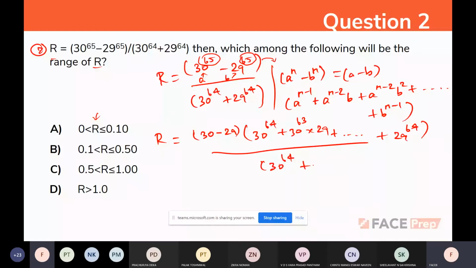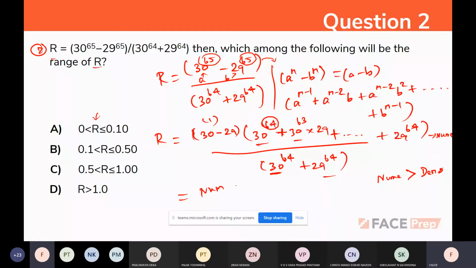From the equation itself, we come to the conclusion that the numerator will be greater than the denominator, because it has a lot of additions and multiplications in it. 30 minus 29 will be 1 only, so that factor does not matter. Here also it is starting with 30 power 64. So the numerator has a lot more terms than the denominator, so the numerator will be greater than the denominator.